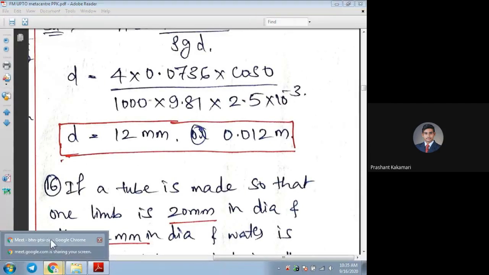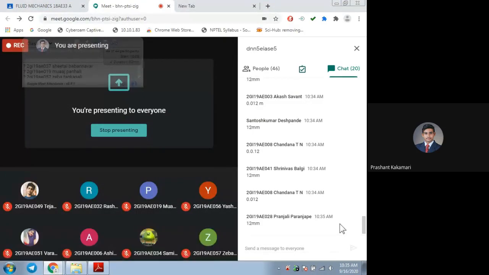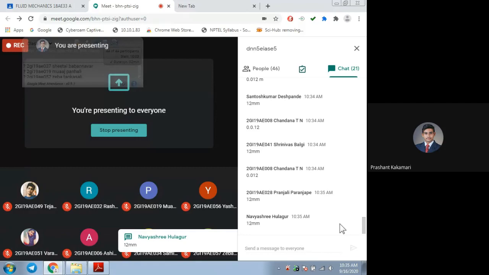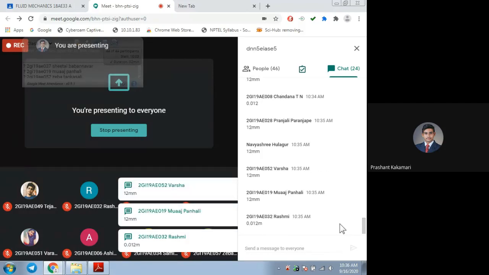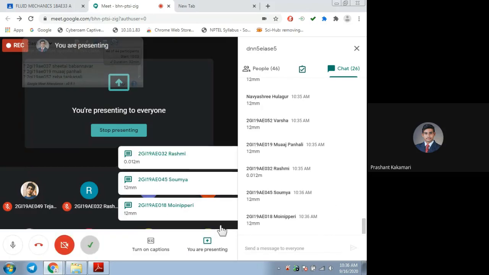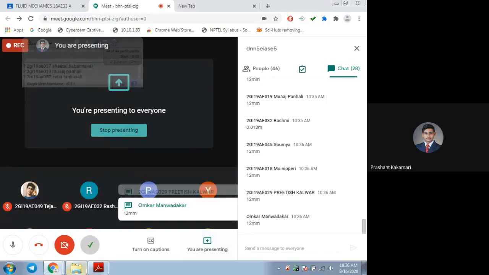What about others? 0.012 meters, maybe. Yes, Pranjali, is it 0.012 meters? Roughly. Okay, so meter or mm, you can write in any one unit, no problem.